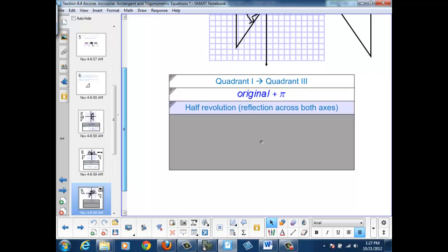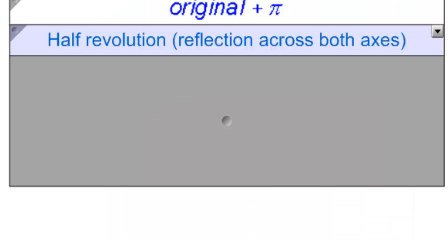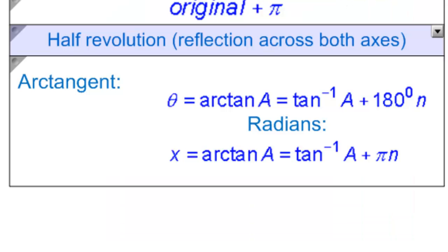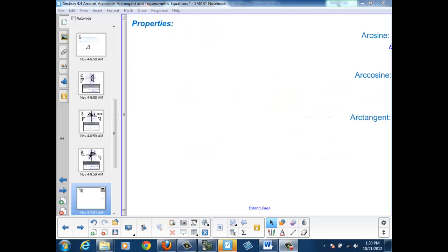If we want to look at the formula, we can see that the arctangent is either our original inverse tangent value plus a half a revolution. And that half revolution actually takes into account both situations, the first solution and the second solution in the third quadrant. So here's a recap of our three arc functions: the arc sine, the arc cosine, and the arctangent.